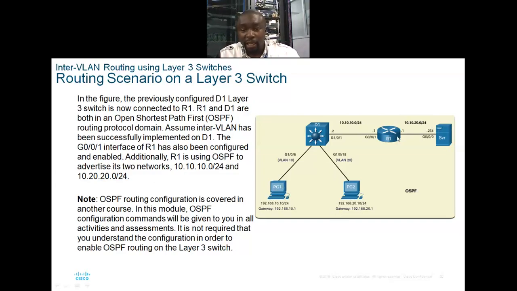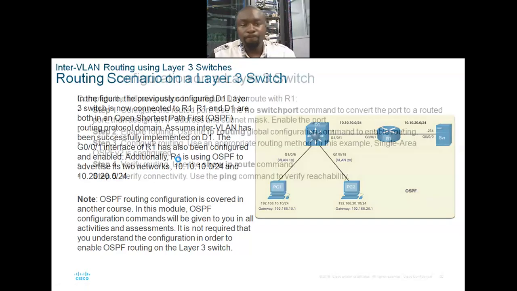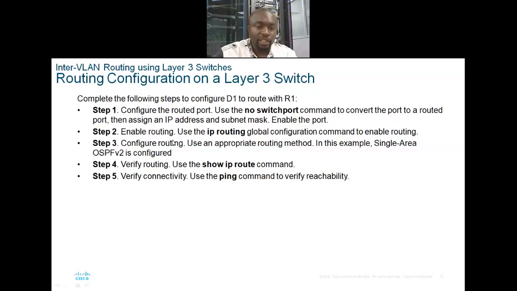router. It can come, because this is an Inter-VLAN, it can come here and come here. But once it is going outside of these VLANs that have been configured, then it needs the router to be able to take it to its destination. So how do you do that? Configure the routed ports, use the no switchport command, enable routing, use the ip routing global configuration command, then configure routing using OSPF, then verify routing, and then verify connectivity.